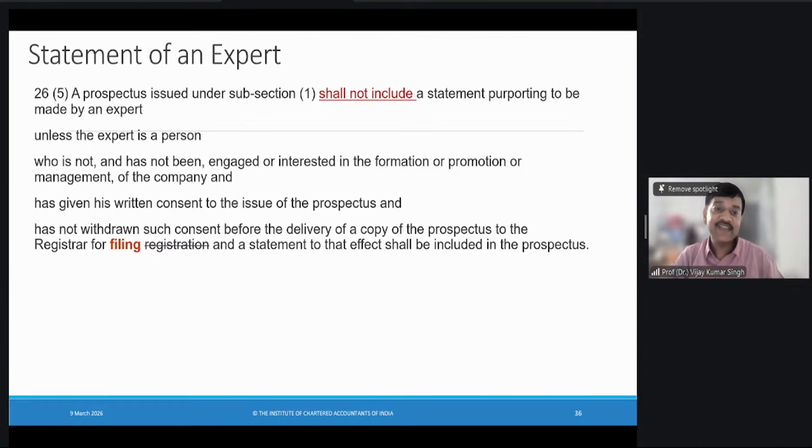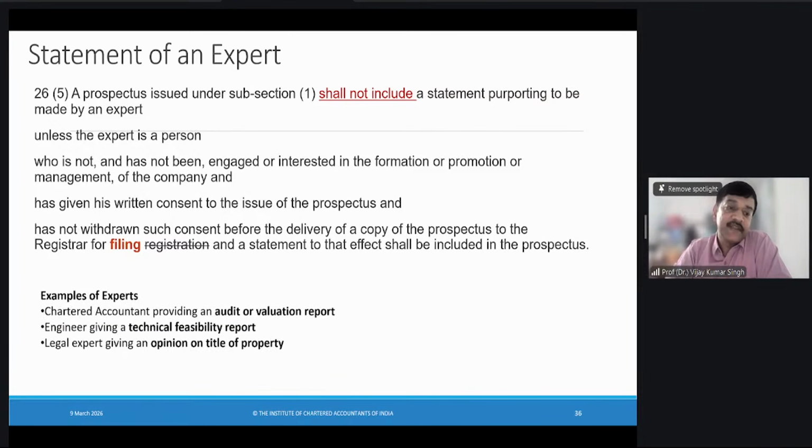Second, has given his written consent to the issue of the prospectus. So he must have given his consent that, okay, fine, you are using my statement, you can use it in the prospectus. And has not withdrawn such consent. So it should not be a situation that I gave the consent today and later on I withdraw the consent. Okay. So that consent must not be withdrawn before the delivery of the copy of the prospectus to the registrar for filing. And a statement to that effect shall be included in the prospectus. So one has to write that particular statement in the prospectus.